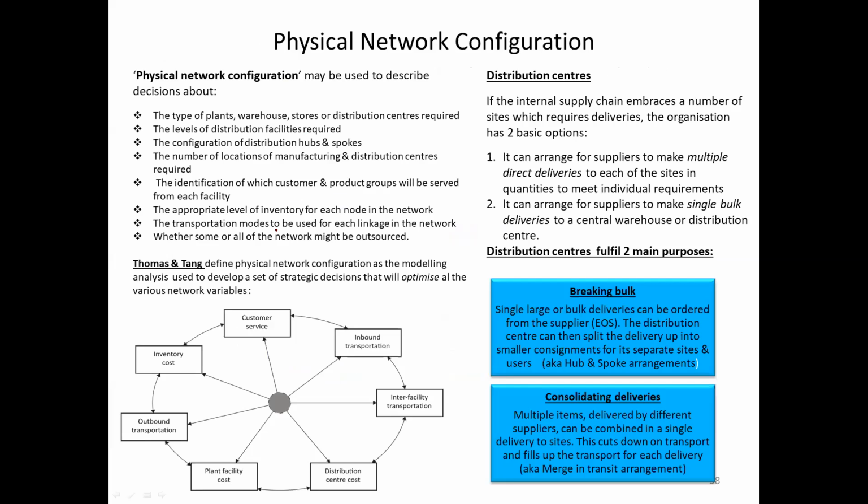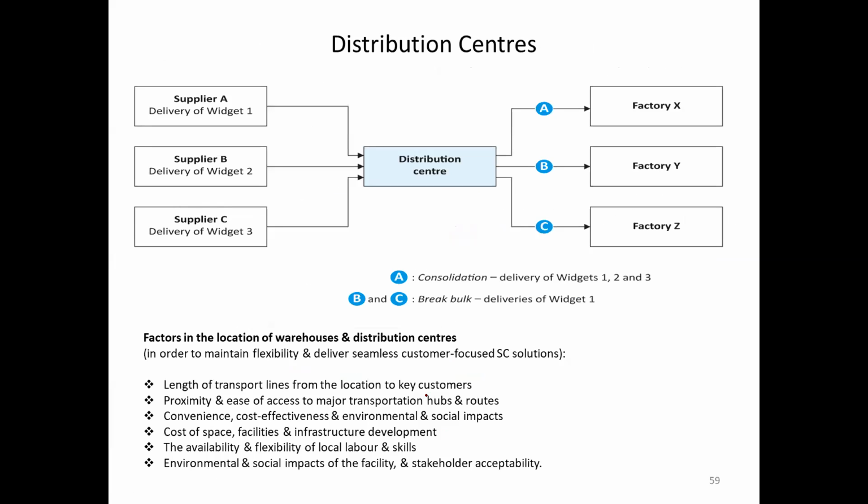Number of plants, number of locations. Distribution centres can be used for breaking bulk or consolidating deliveries. So be very clear you can understand that role. And that's very important if you use transport companies. Are they going to consolidate, break bulk? Distribution centres could be consolidating, which was A, taking all the deliveries from here, putting together and shipping to A, or they could be breaking bulk.